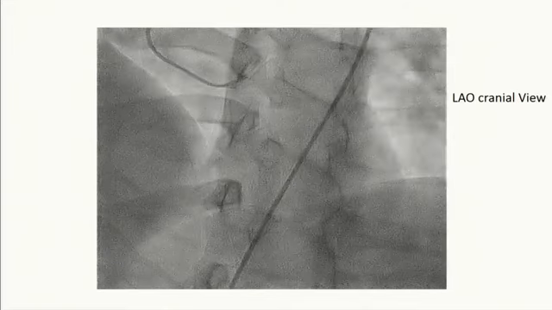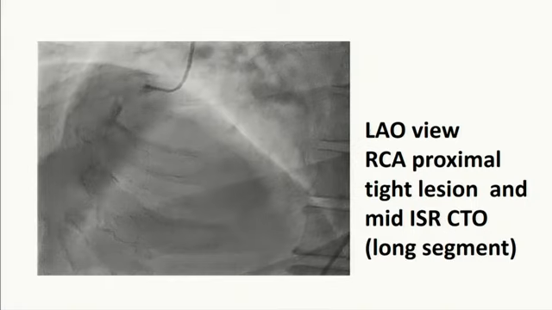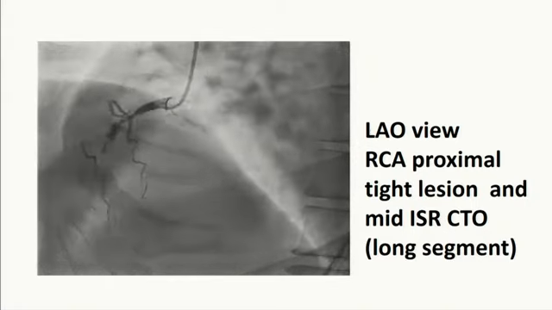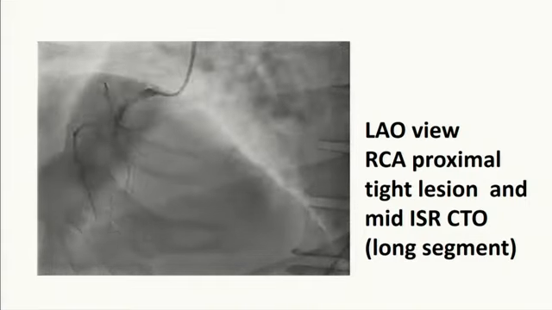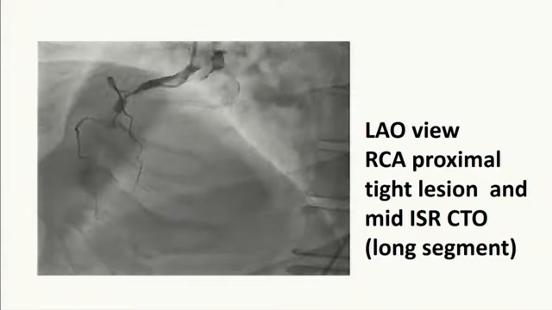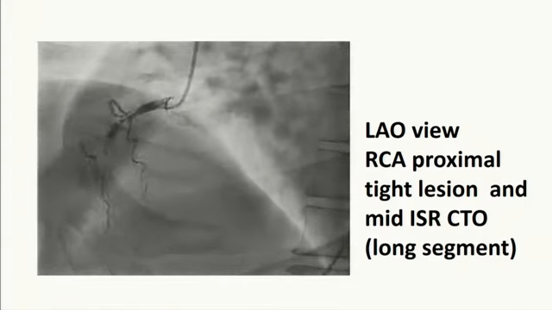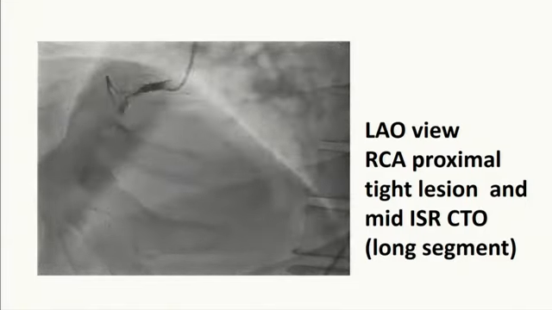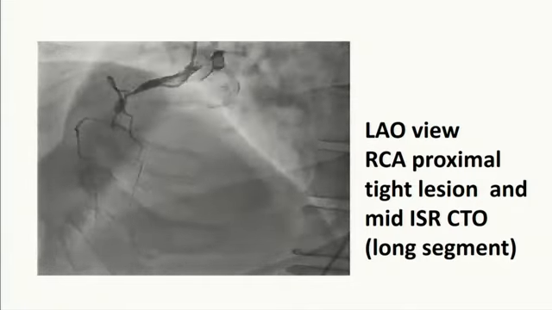Next, this is an LAO cranial view, again showing the same. And this is the RCA CTO. So there is a proximal tight lesion with a significant mid-segment CTO. And this is an ambiguous cap with bifurcation of the RV branch and a long segment CTO, which qualifies it as approximately a JCTO score of 2.